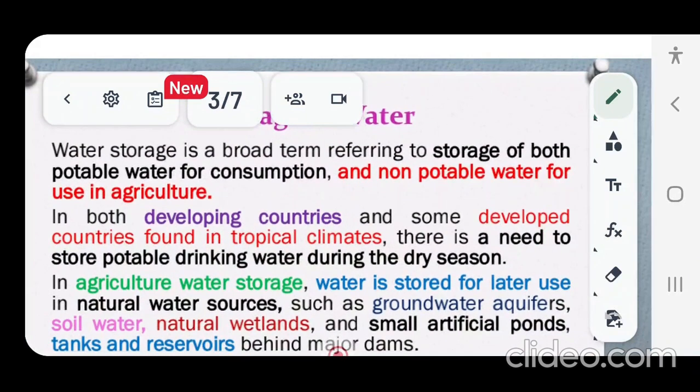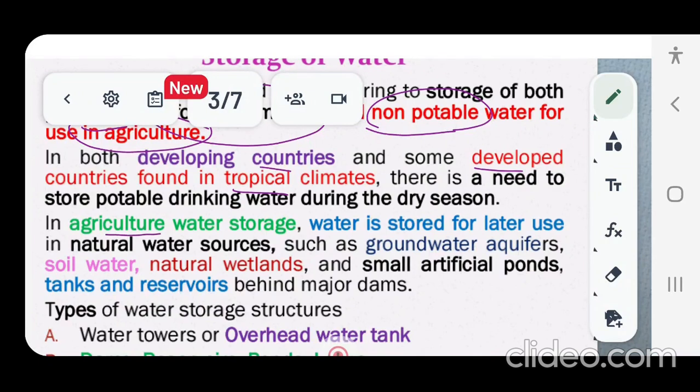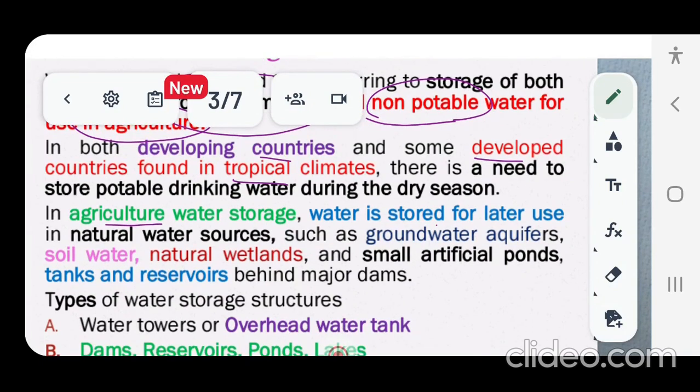Water, as we all know, it may be non-potable or potable. Potable water we will be usually using for our consumption, for drinking, and non-potable water we will be majorly using it for agricultural purposes. So if you consider developing countries and some developed countries, for example India is usually a tropical country, and it becomes very necessary to store the water for later use during dry season. For agricultural purposes, how will we be storing the water? That becomes the question. Water is stored for later use.